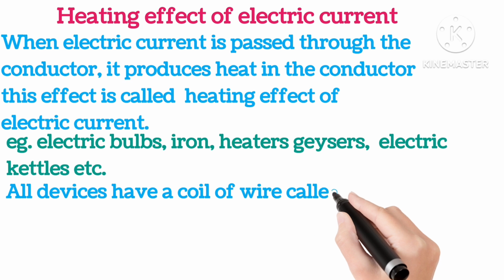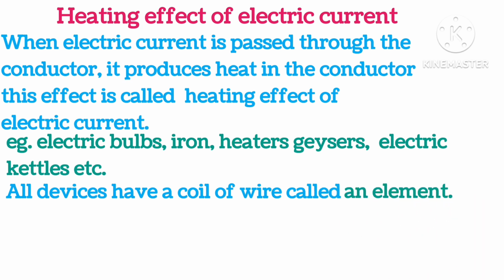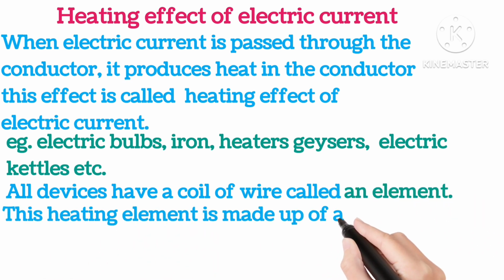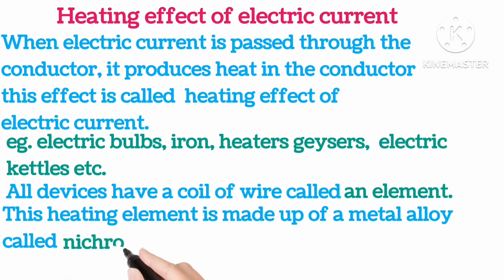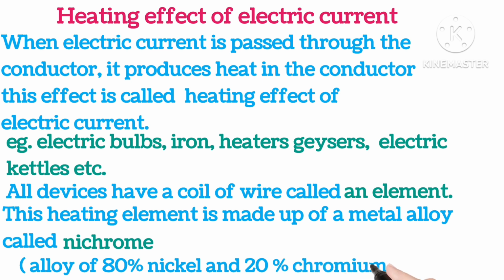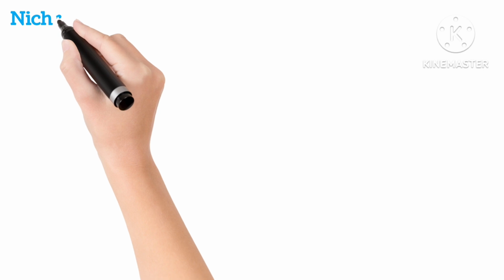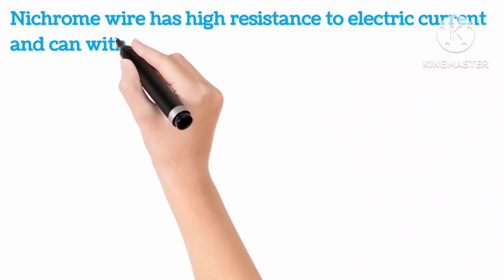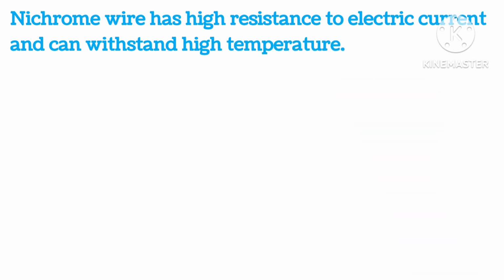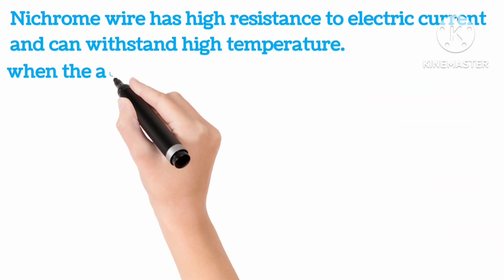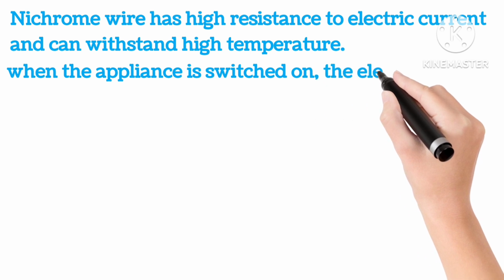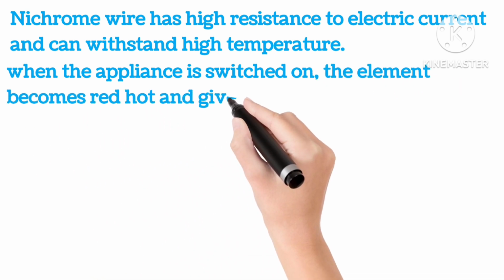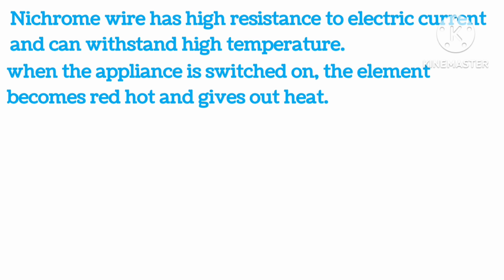All these devices have a coil of wire called an element. This heating element is made up of a metal alloy called nichrome, which is an alloy of 80% nickel and 20% chromium. Nichrome wires have high resistance to electric current and can withstand high temperature. When the appliance is switched on, the element becomes red hot and gives out heat.